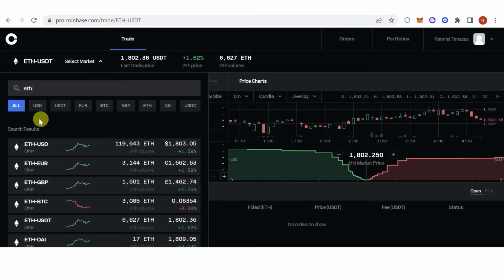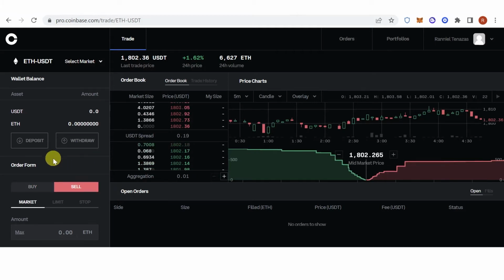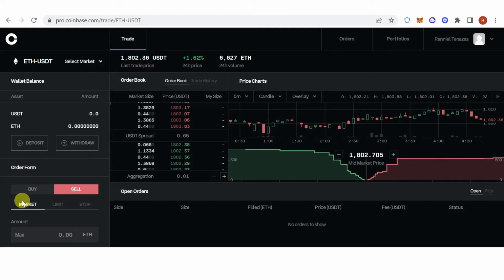So if you want to trade in Ethereum USD, click here. If you want to trade in Ethereum Euro, click here, and so on. So for example, we're going to trade in Ethereum USDT, then click the sell tab, then choose market, limit, or stop limit option. So for example, we're going to use market option.